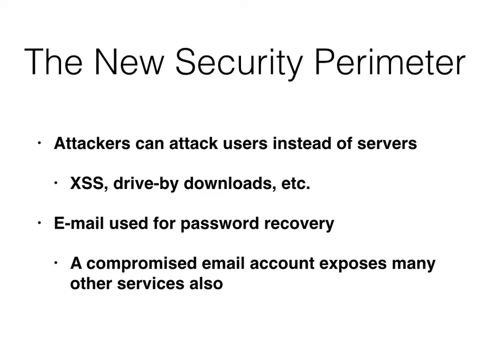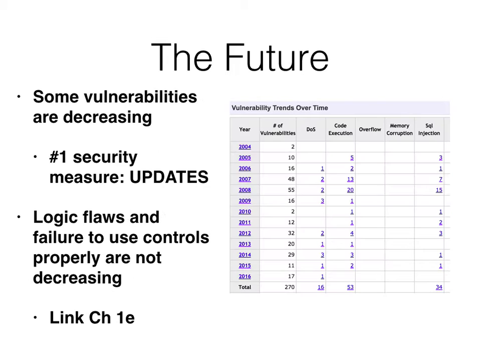So anyway, that's the new security perimeter. You can attack users with cross-site scripting and drive-by downloads. You can compromise an email account and get into other people's things. So you can measure if vulnerabilities are decreasing or not. Now I thought this was pretty interesting.